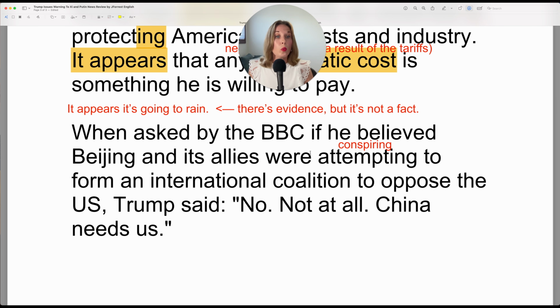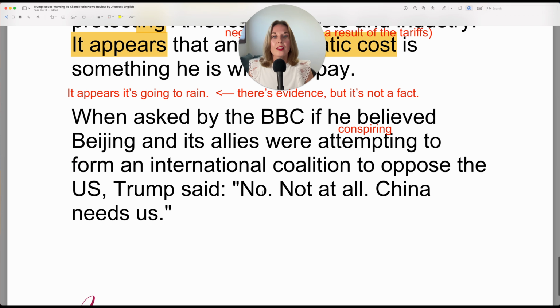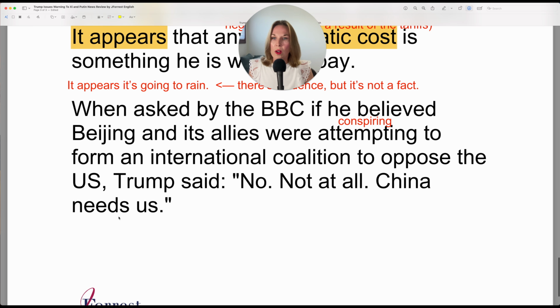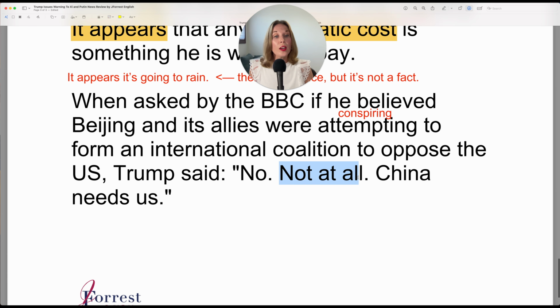Its allies were conspiring because it was during the parade, which took place in the past, and it shows the continuous action of that event in the past. We're attempting to form an international coalition. We're conspiring, and then you can use the infinitive as well. We're conspiring to form an international coalition to oppose the US. Trump said, "No, not at all. China needs us." So this "not at all" is a great way to make your no stronger.